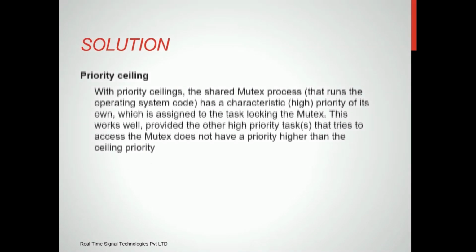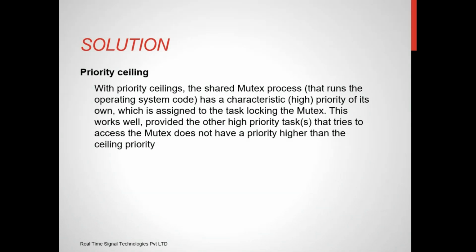With priority ceilings, the shared mutex process that runs the operating system code has a characteristic high priority of its own, which is assigned to the task locking the mutex. This works well, provided the other high priority tasks that try to access the mutex do not have a priority higher than the ceiling priority.